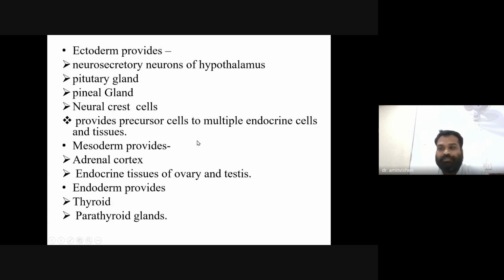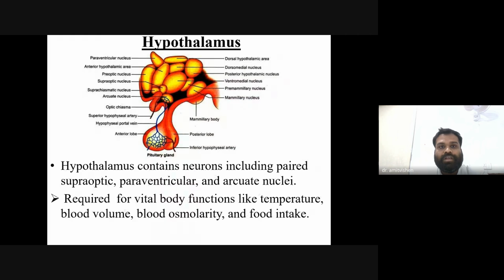So before heading towards the endocrine glands, just take a look at their derivatives. The pituitary gland and pineal gland are derived from the ectoderm. And the thyroid gland and parathyroid gland are endodermal derivatives. So now let's start with the hypothalamus.